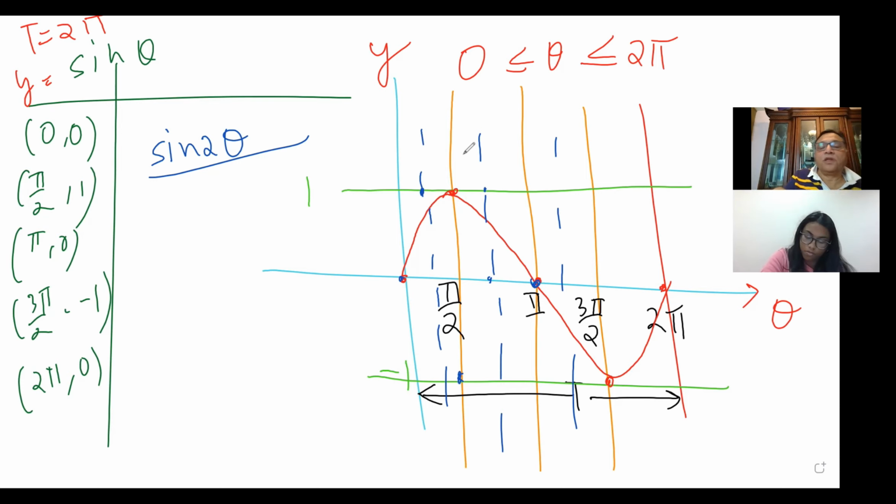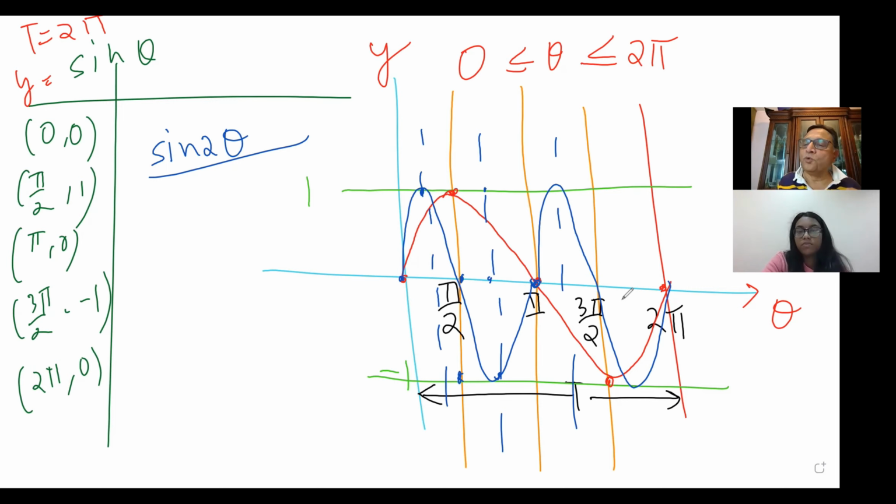So I'll go to the maximum, then to 0, then to the minimum, and then to this point. So I have a wave. Do you see this wave? Half. Do you see that half? And then again, the next half. You see that? Two waves. Sine 2 theta means now two waves within that interval of 2 pi.